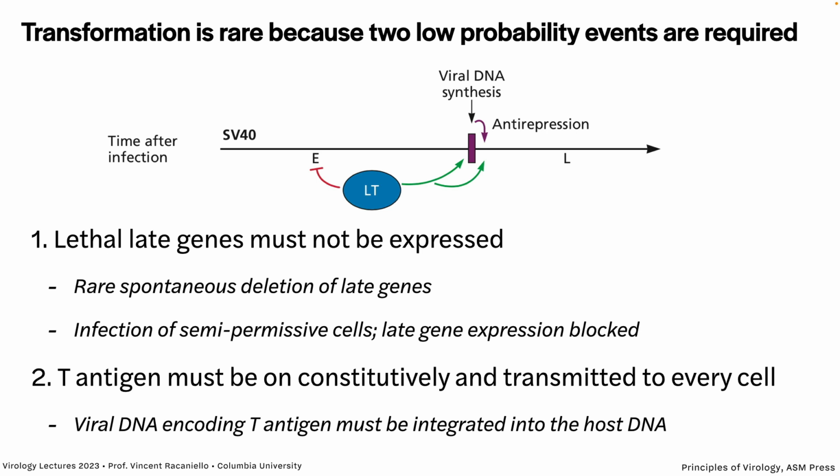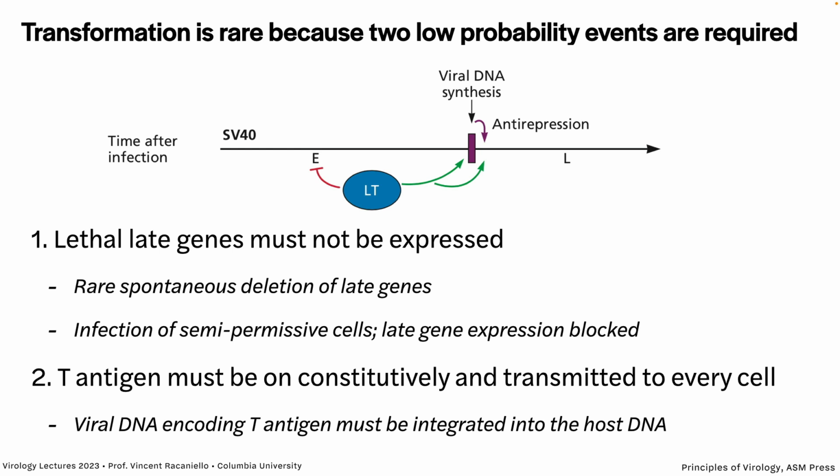So they're semi-permissive now. Or you infect semi-permissive cells to begin with, where you never get into the late phase. So a primate virus in a mouse cell, the mouse cell is semi-permissive. It will get in and go up to DNA synthesis and stop. And so you will not have the cell die, and that's how it can be transformed. So that's first. You have to have the suppression of the lethal late genes of the virus.